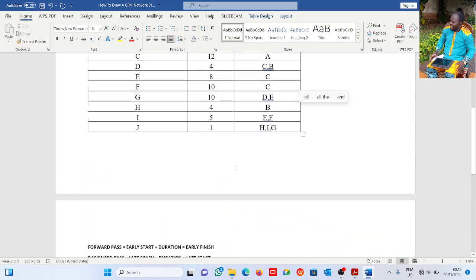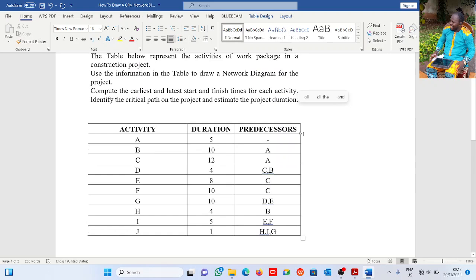Now if you come back to this question here, this is activity A. This dash here means activity A does not have any predecessor. It doesn't have any activity coming before it. So activity A is the start activity. Activity B has A as predecessor, that means A is coming before B. So A is a predecessor to B, while B is a successor activity to A. A is coming before, B is coming after. I hope that concept is clear.